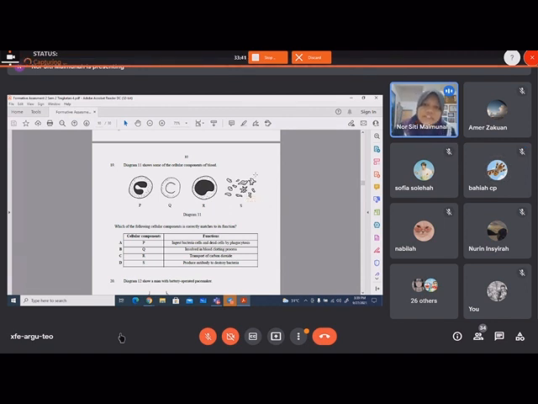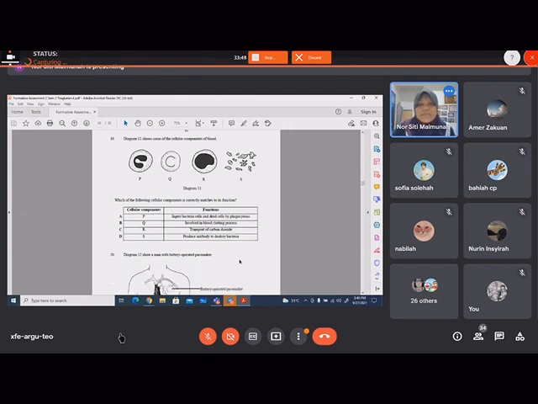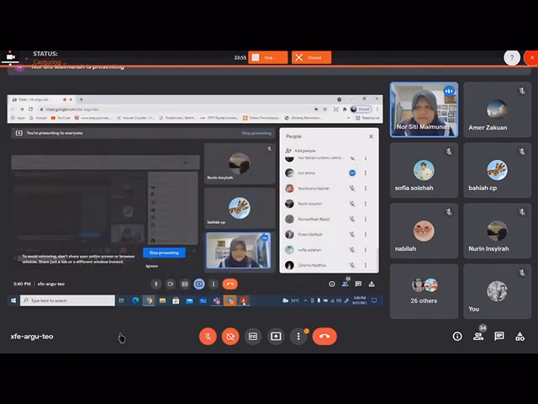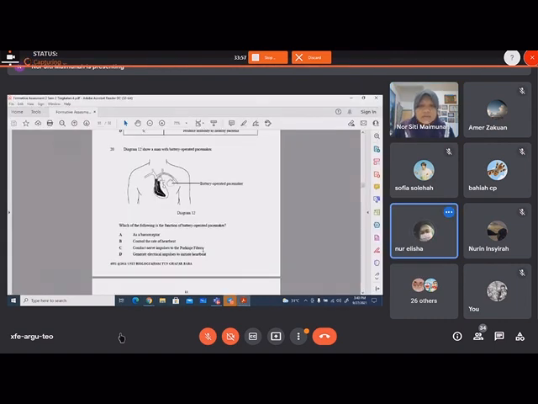What is S? Platelets. Platelets are fragments of the blood cells that are manufactured in your bone marrow. And as we know, platelets are involved in the blood clotting mechanism. Next, number 20, Alicia.